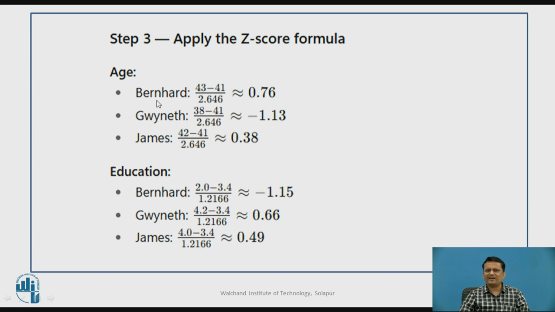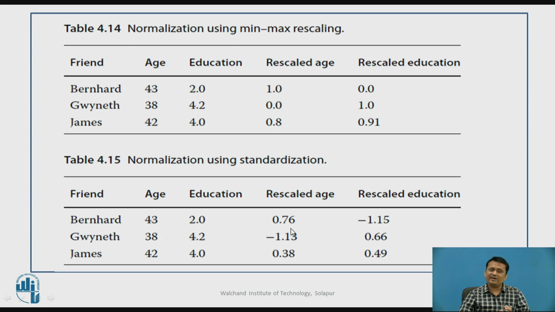The standardized values of the age for Benhard, Dwenith and James are calculated, and the same is done for Benhard, Dwenith and James for their education levels, and these are the values you are getting. And then this is the summary table where you have the data, and then you do the normalization with min-max scaling, and these are the normalized values of the age and education by min-max scaling, and these are the normalized values by using the standardization approach for the age and education levels.